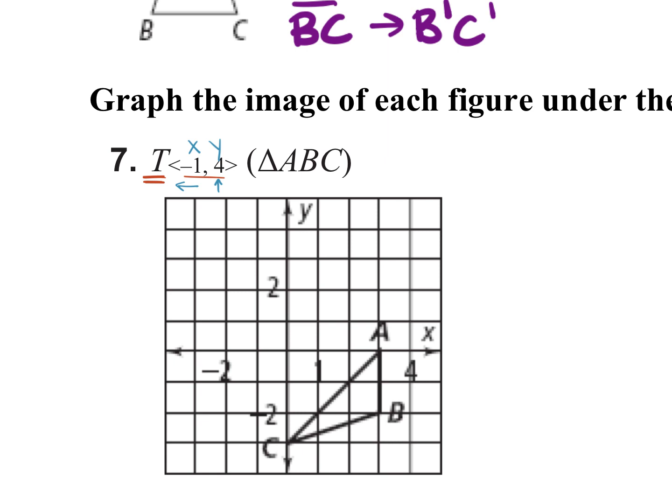If you're at point A and you're gonna go 1 to the left and 4 up, 1, 2, 3, 4, boom. Your A prime should be up here. Okay? Oh, I did it.